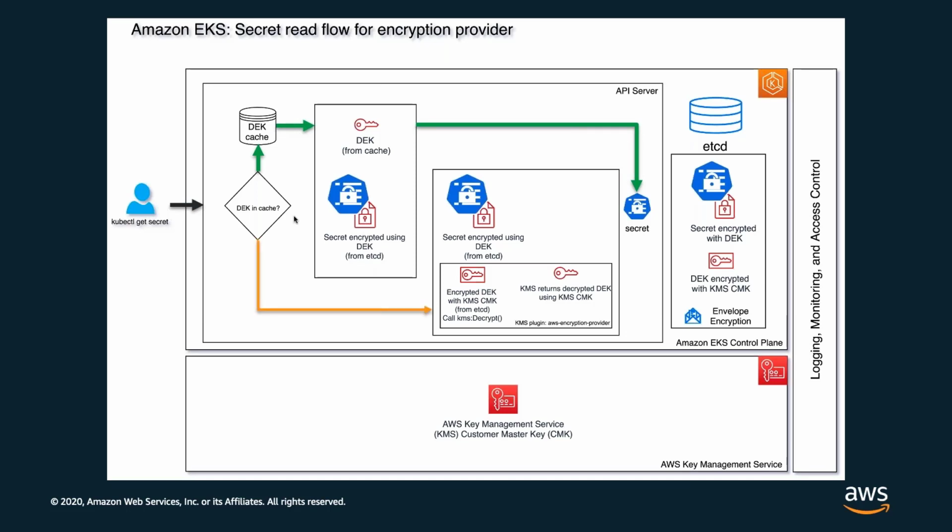And when the data encryption key cache doesn't have the key within it, it calls the Decrypt function using the KMS plugin for AWS Encryption Provider, and then it makes a decrypt request. The decrypt request then returns the decrypted DEC using the KMS CMK, and now since we have both the DEC and the secret encrypted using the DEC, the secret is then returned to the user.